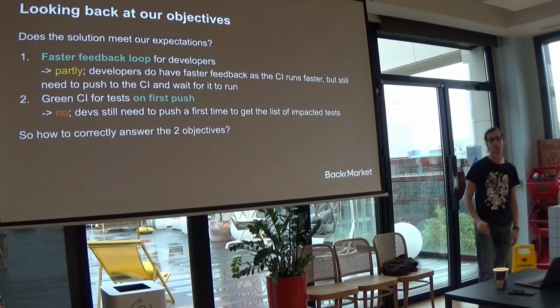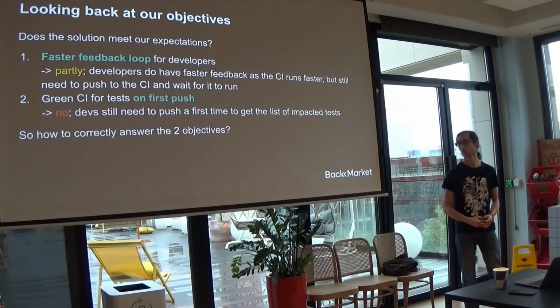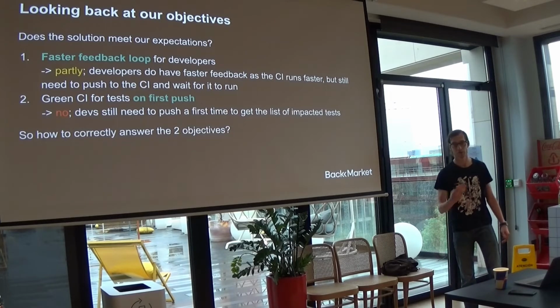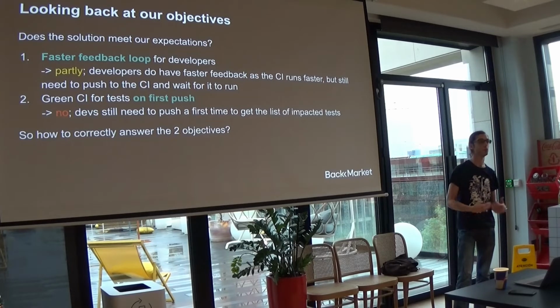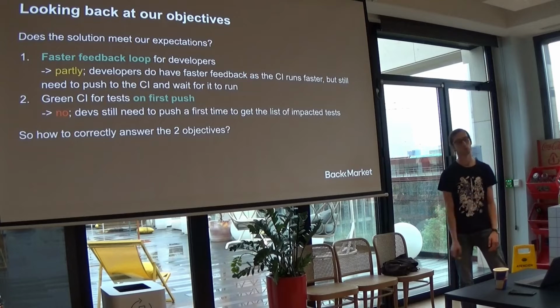And the second point was to have green CI for test when the developer would first push his code. So this point is not resolved because even if the CI is faster, the developer will still have no way of knowing which test it would need to run before pushing to the CI. So we didn't resolve this one yet. So how to correctly answer the two objectives?